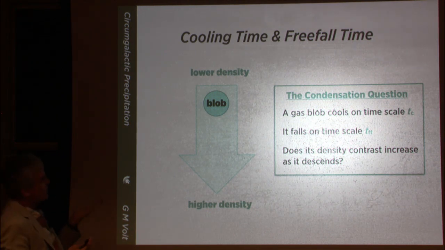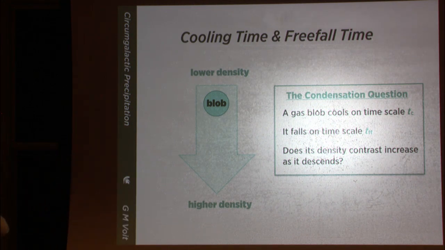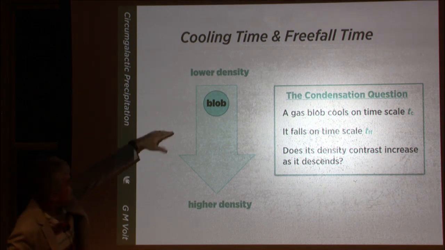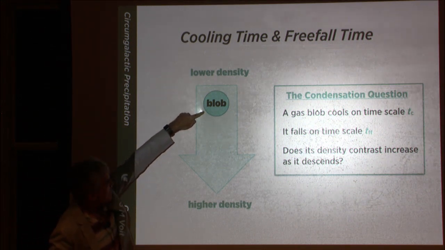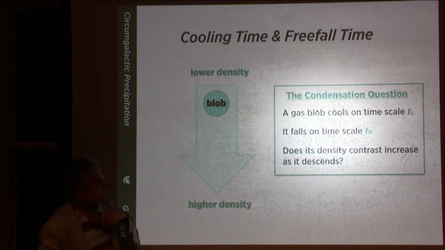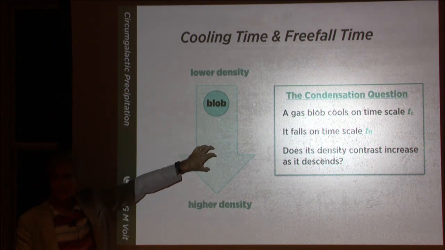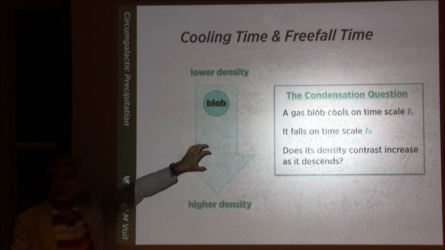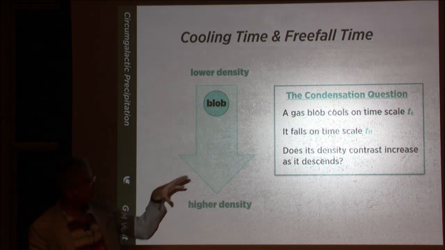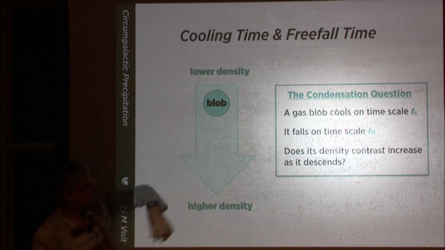In order to know whether you go from a single phase to a multi-phase medium, you're trying to understand whether a perturbation can develop contrast. If I have a slightly denser blob here, it's going to sink. And if it's sinking to a region of higher density, I have to understand whether it grows in contrast or not. To understand that, I have to compare the cooling time, the rate at which it's losing entropy, to the rate at which it's going to accelerate downward.